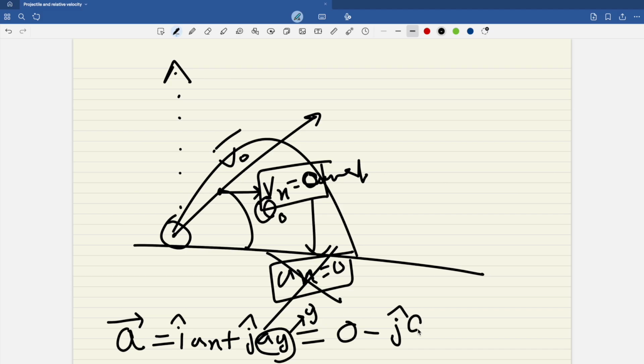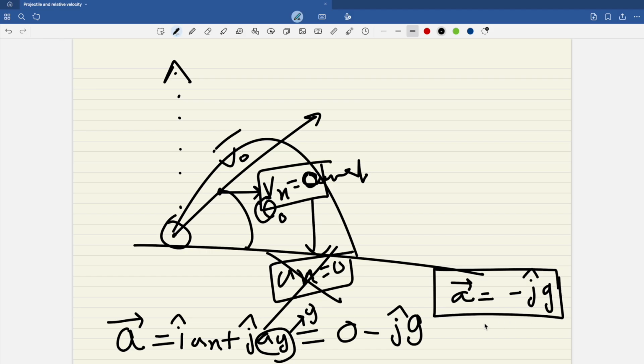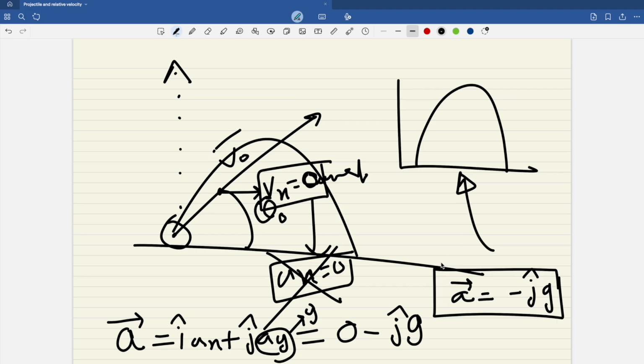So the A vector equals minus jg. This is the vector expression of a projectile motion. If someone asks you about that, draw a diagram following this equation, you must draw this projectile motion. That is the answer actually. So this is a very important equation. We'll be needing this equation later on.